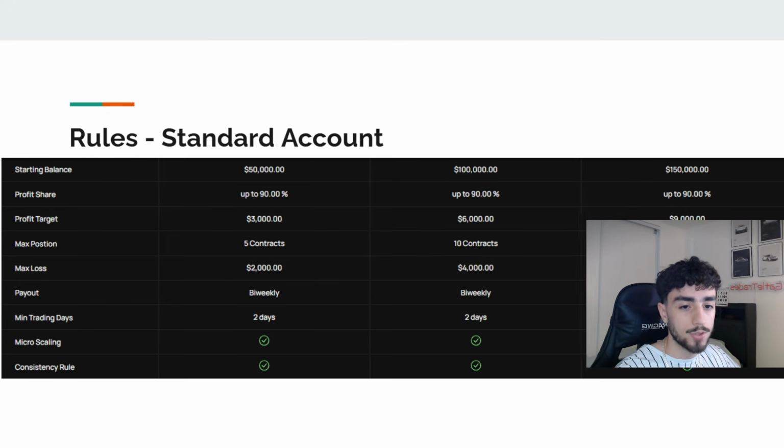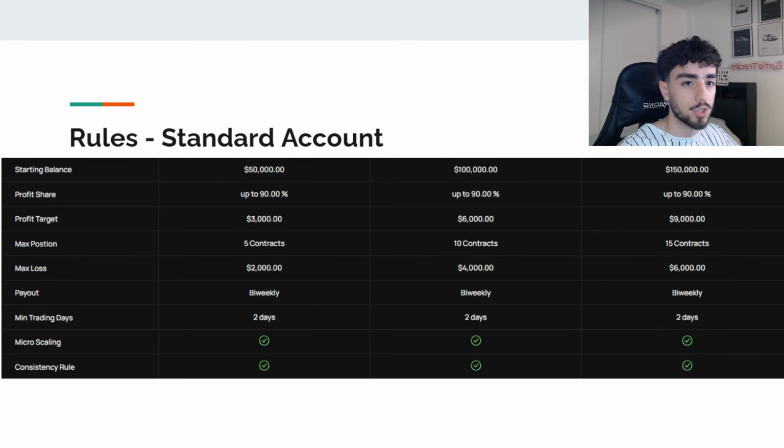Now, let's talk about the rules. I'll minimize my camera here, put myself in the top right corner. This is a standard account, which is their cheapest account. 3 account sizes, 50, 100, and 150. The profit target is 3,000, 6,000, 9,000 respectively. So that's a 6% profit target on all accounts. Max position, 5, 10, 15 contracts.